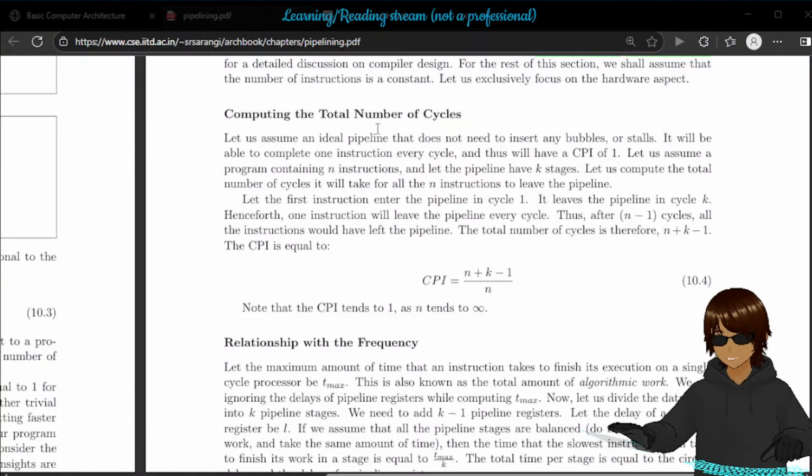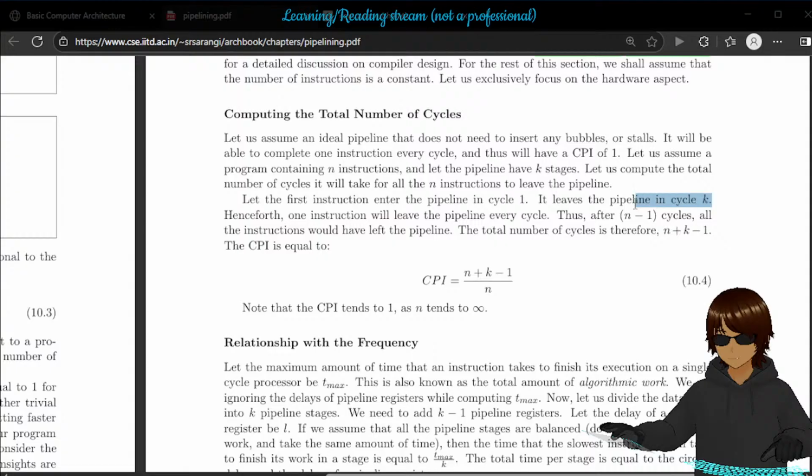Let us assume an ideal pipeline that does not need to insert any bubbles or stalls. It will be able to complete one instruction every cycle and thus will have a CPI of 1. Let us assume a program containing n instructions and let the pipeline have k stages. Let us compute the total number of cycles it will take for all the n instructions to leave the pipeline. Let the first instruction enter the pipeline in cycle 1. It leaves the pipeline in cycle k.